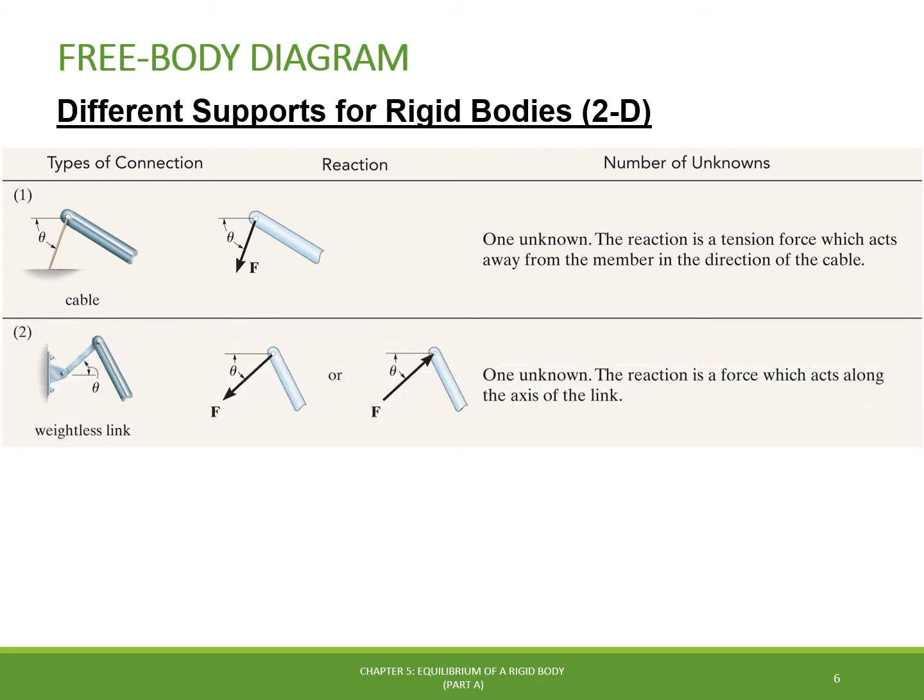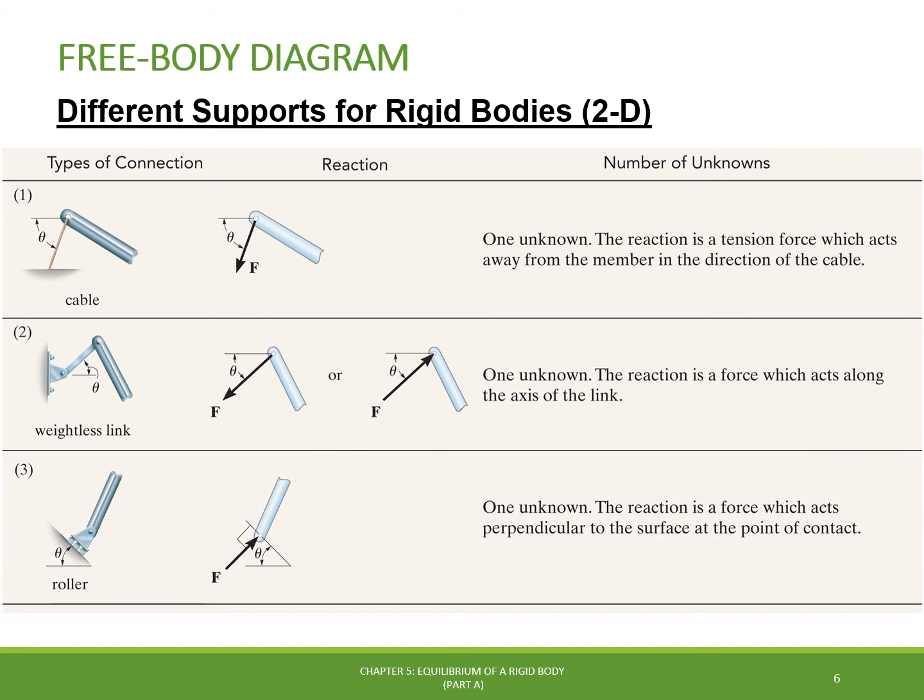The second type is the weightless link, which is a solid link between the leaves and the member to be connected. This connection will cause only one reaction force, which can act in both directions along the axis of the link. The third type is the roller connection, in which the only reactive force acts perpendicular to the surface at the point of contact. Therefore, the connection can slide over the surface with no restrictions.